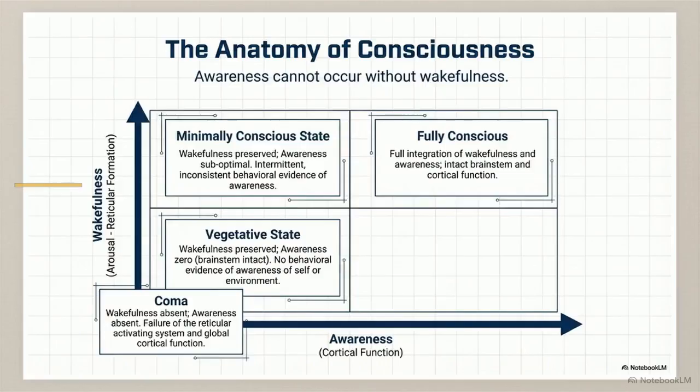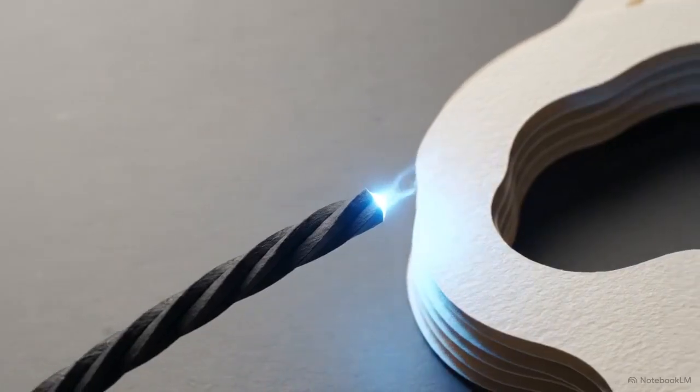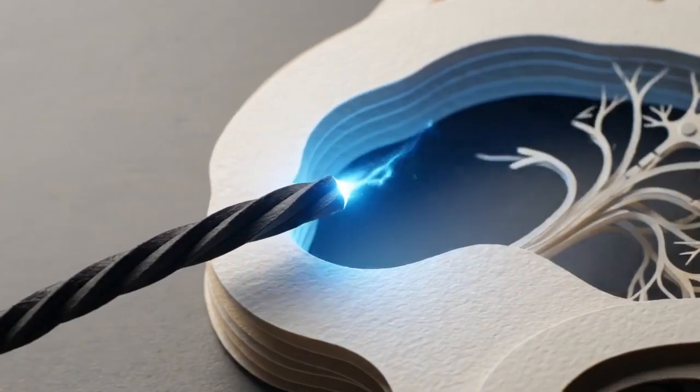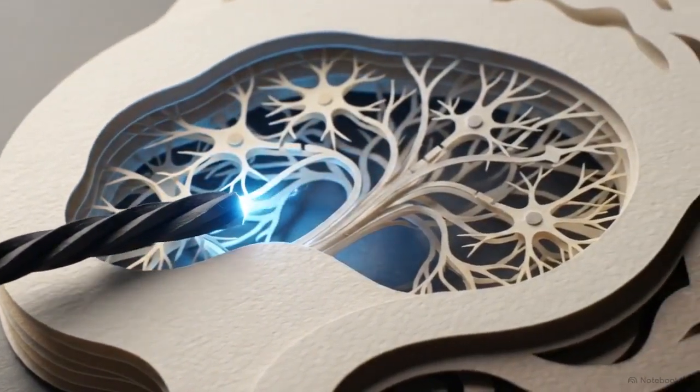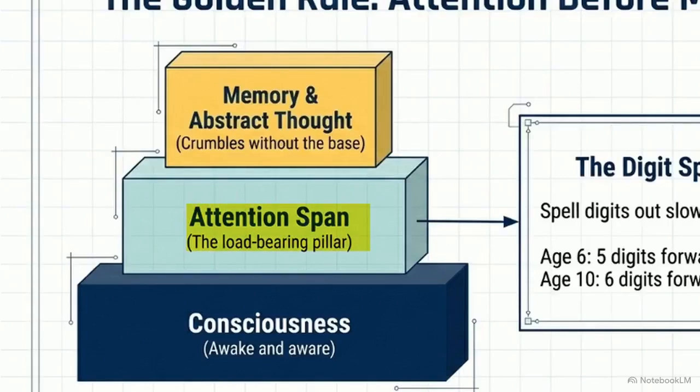This matrix separates wakefulness, a physiological drive managed by the reticular activating system, from awareness, which requires global cortical function. We quantify this baseline state using specific pediatric coma scales, the Adelaide scale for children under 5, and the Glasgow scale for those over 5. Once basic arousal is confirmed, we move up the hierarchy to test the first active cognitive process, attention. Attention serves as the load-bearing pillar for the entire cognitive architecture. Higher testing cannot proceed if this foundation is unstable.